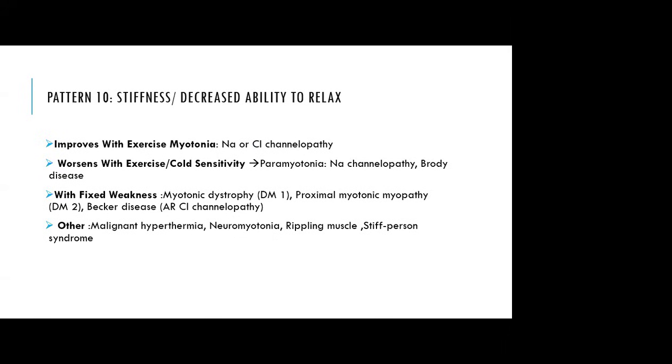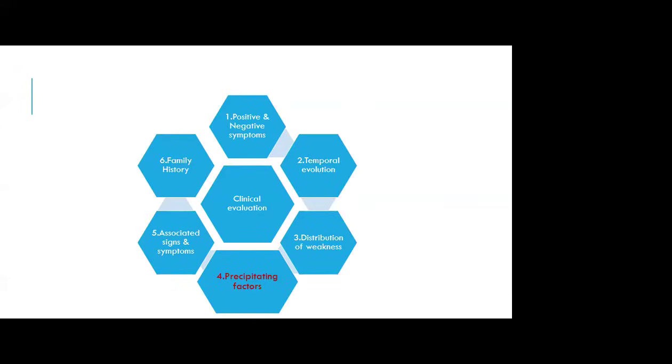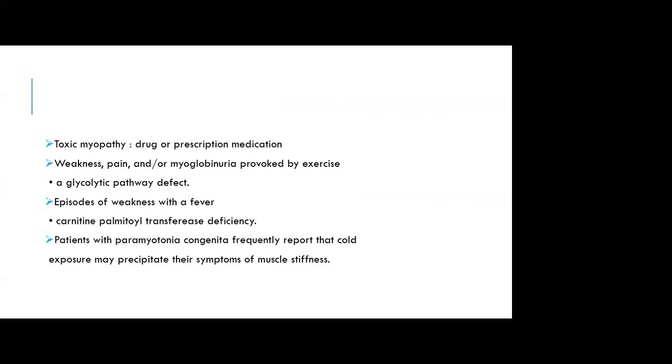So next will be what are the precipitating factors. The precipitating factors are medications. Weakness, pain, and episodic weakness with a fever will point towards carnitine palmitoyltransferase deficiency. Whereas patients with paramyotonia congenita frequently report that cold exposure may precipitate their symptom of stiffness.